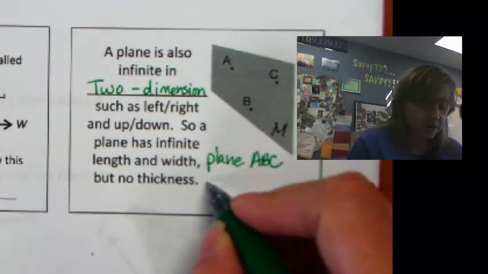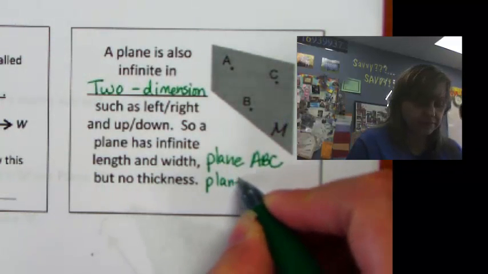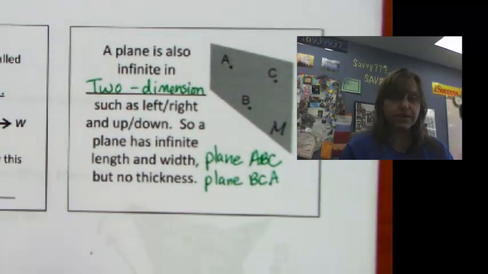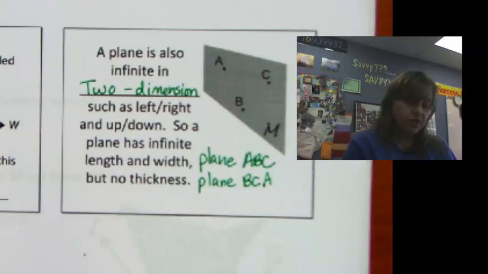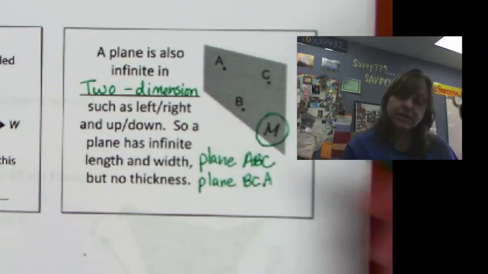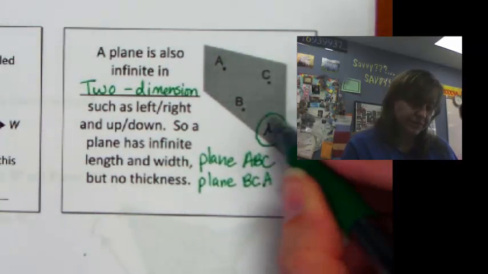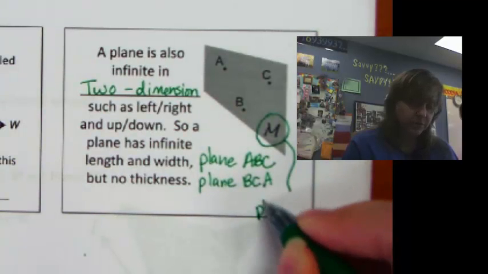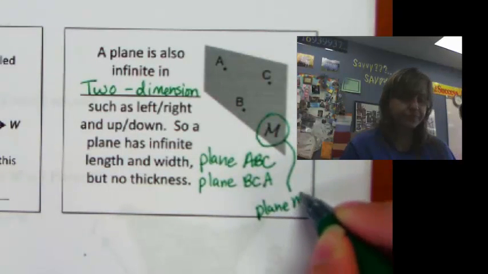Order still doesn't matter. This is just as good to write plane B, C, A if you want, and you can mix those up however you like. There is another way. You'll sometimes see on a plane this scripted uppercase letter, and that's also naming the plane. So this would be plane M.